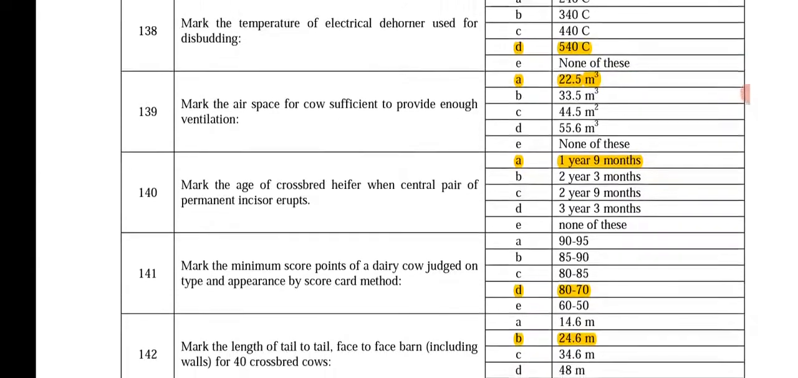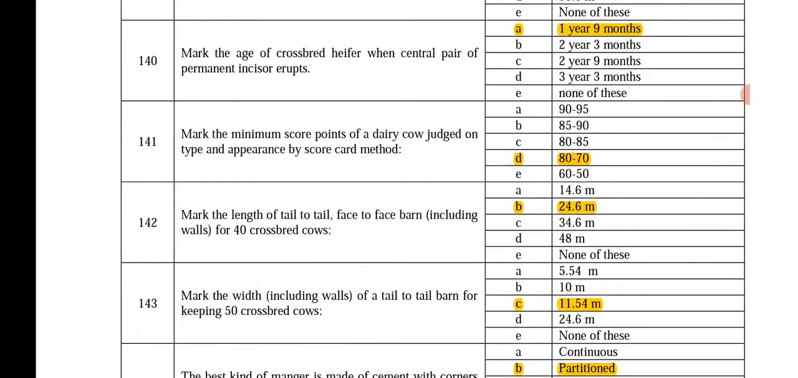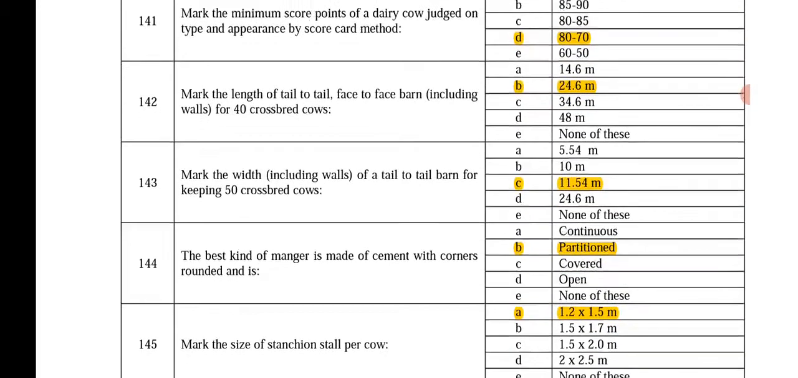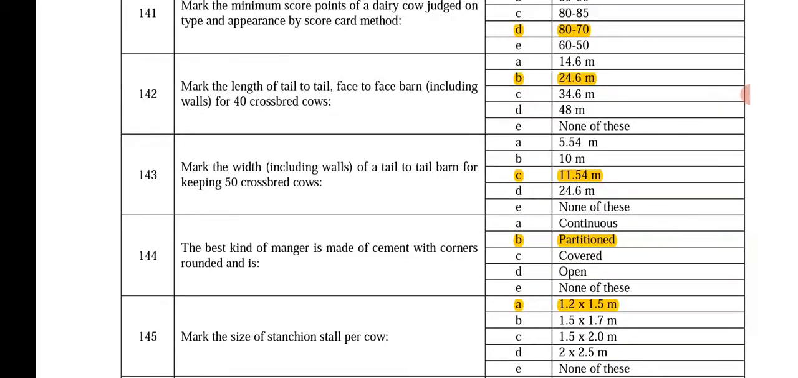Mark the minimum score points of dairy cow judged on type and appearance by scorecard method: 80 to 70. Mark the length of tail to tail, face to face barn including walls for 40 crossbred calves: 24.6 meter. Mark the width including walls of tail to tail barn for keeping 50 crossbred cows: 11.54 meter.